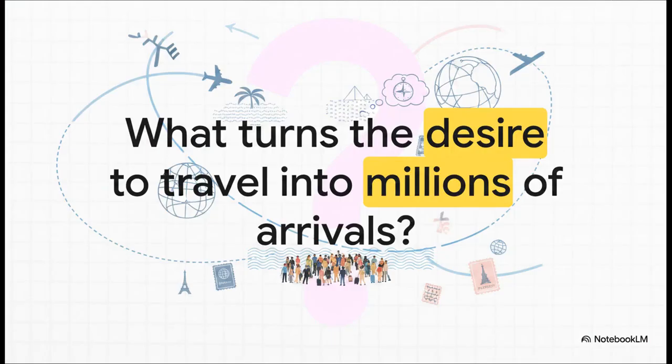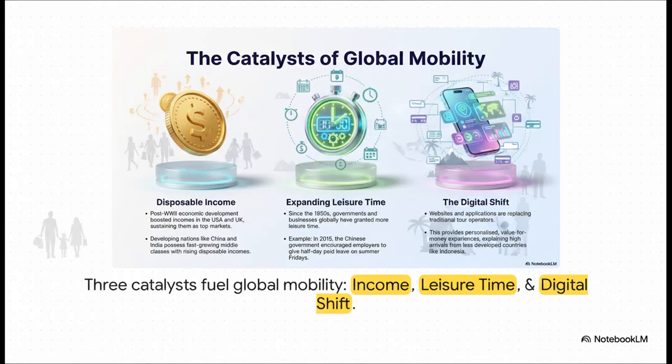So that leads to the next big question. It's one thing to want to get away. It's another thing entirely for that desire to translate into millions and millions of people actually booking flights and showing up. How does that happen? Well, the answer comes down to three major catalysts that fuel all this movement.